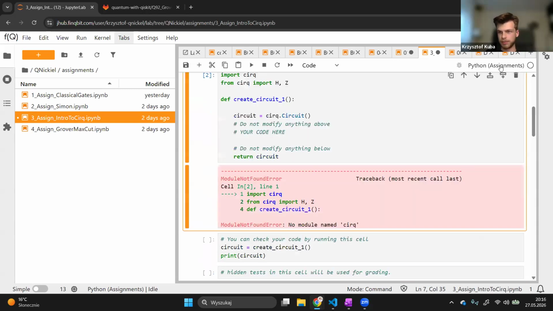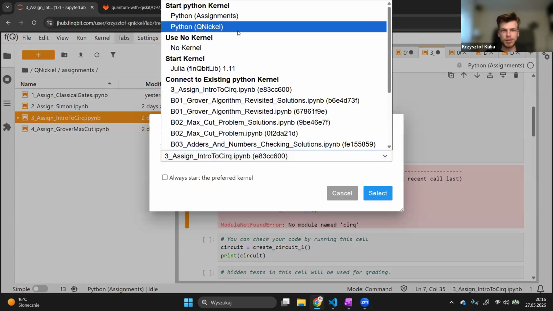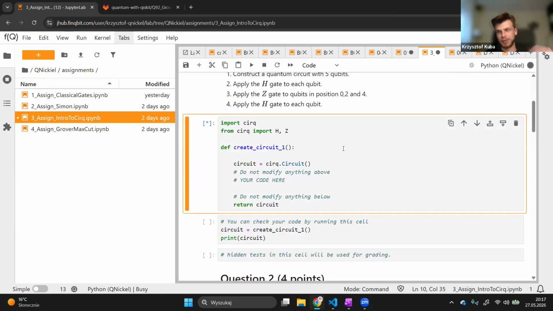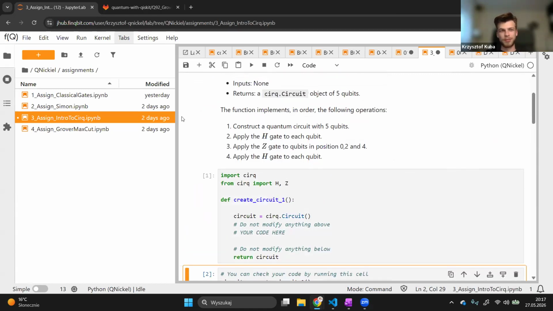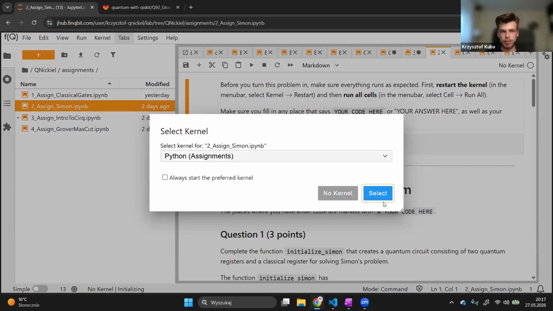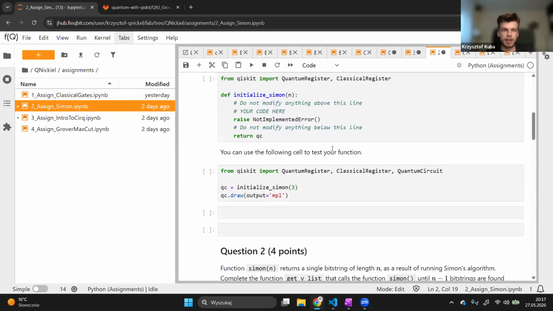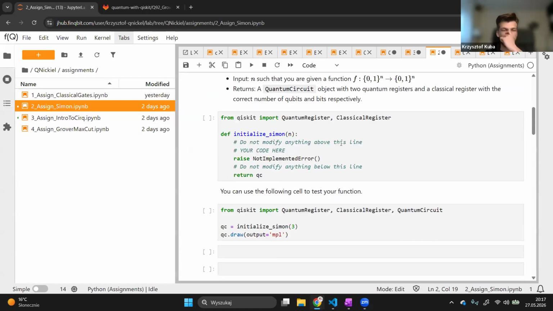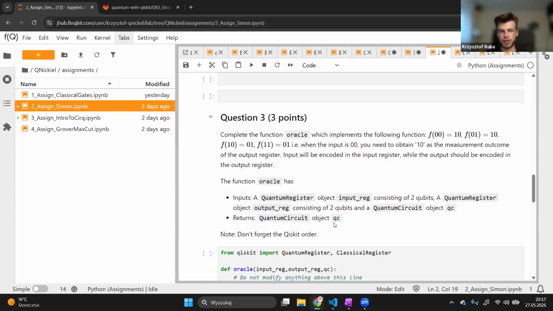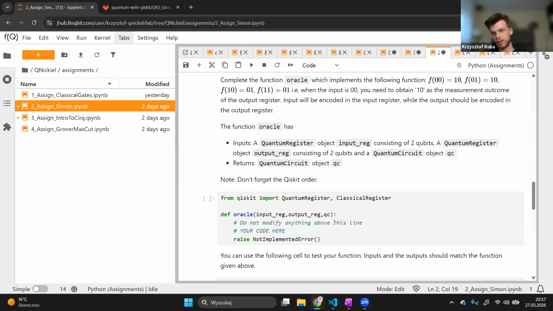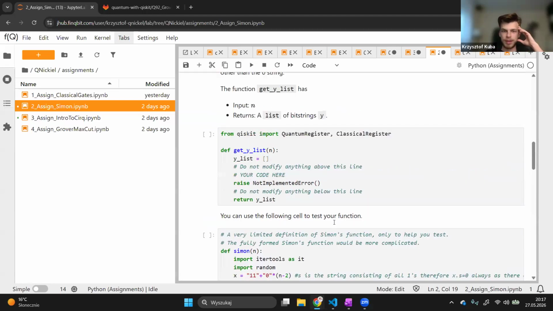No module named Cirq. Okay, so for Cirq, you should use the QNickel kernel. Or maybe I will try to fix this tomorrow. Once again, sorry. For Cirq assignments, you can also use the QNickel kernel. But for the assignments with Simon and classical gates, you should use the Python assignments kernel. I know it's unfortunately confusing, but due to different versions of Qiskit, I had to update to the newer one. On the other hand, the notebooks were running in the old version, so this creates a conflict.